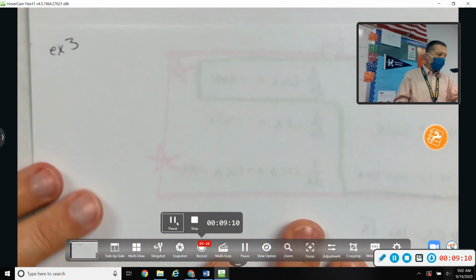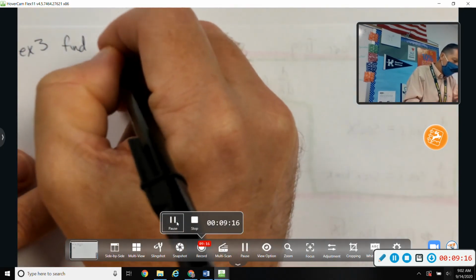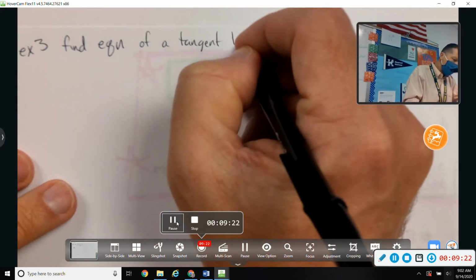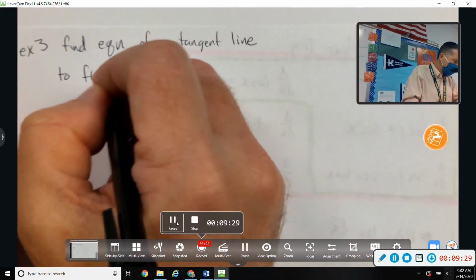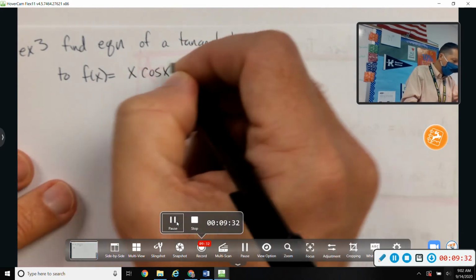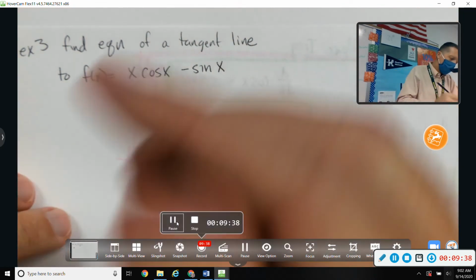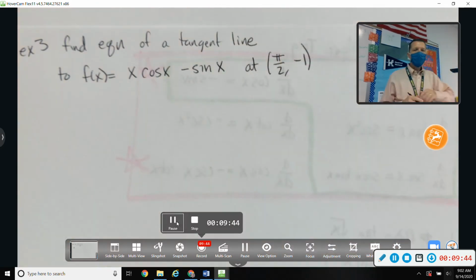All right, let's do one more example. Find the equation of a tangent line to f of x equals x cosine x minus sine x at pi over 2, comma negative 1. Okay, tangent line. That means I need a slope and a point.